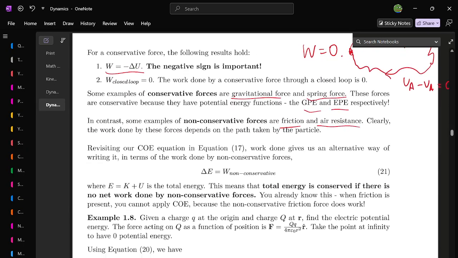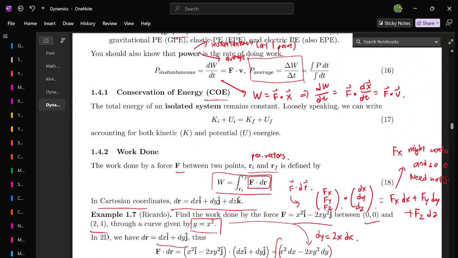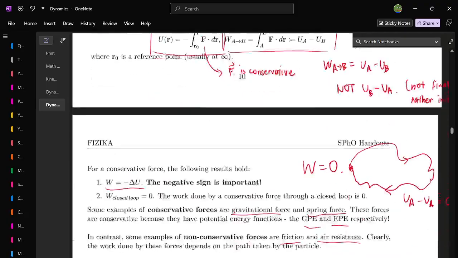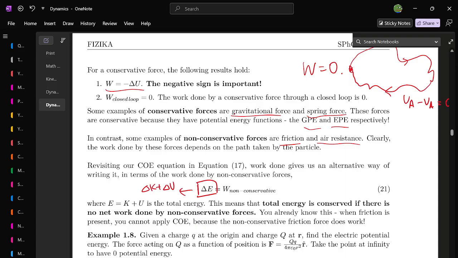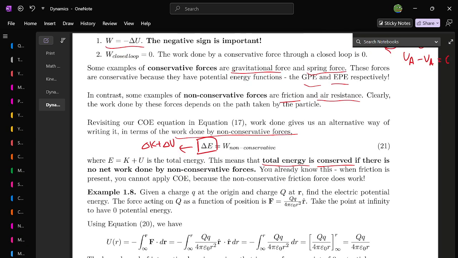So to revise the COE equation in equation 17 here, to make this equation clearer, we can actually define it in terms of non-conservative forces. Your change in total energy, which is just the change in kinetic energy plus the change in potential energy, is equal to the work done by non-conservative forces. This means that total energy is conserved if there is no net work done by the non-conservative forces. As an example, if friction is present, you cannot apply COE because the non-conservative friction force does work. So all this is just a mathematical way of saying that if you have a non-conservative force, you cannot apply COE.